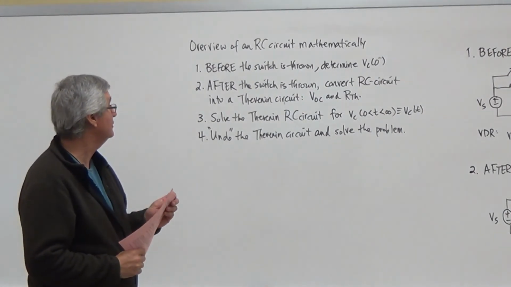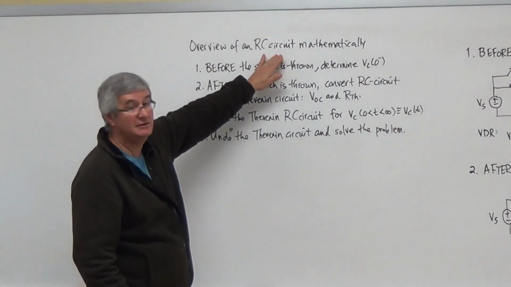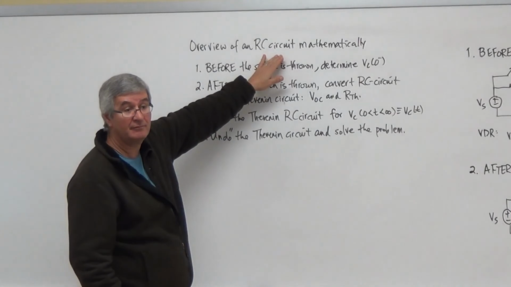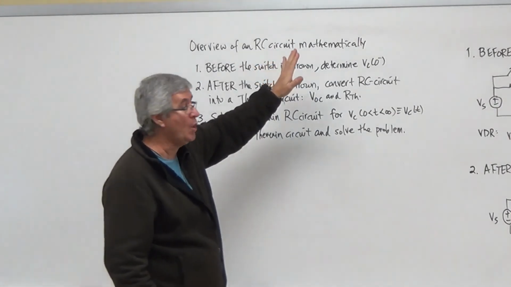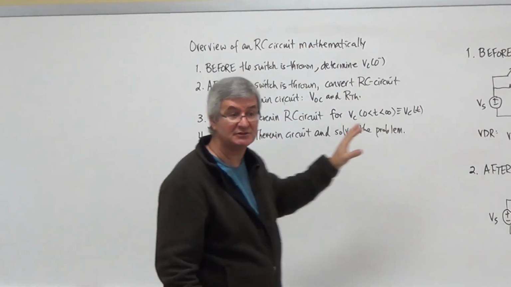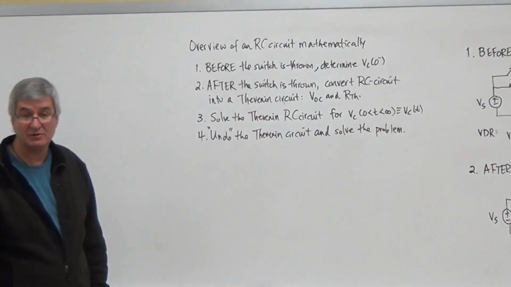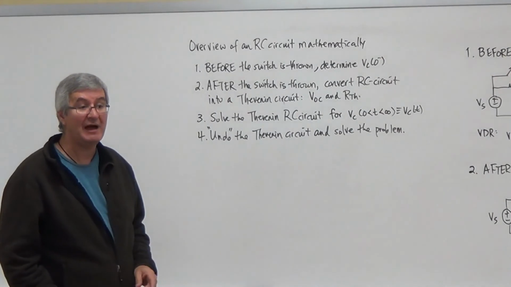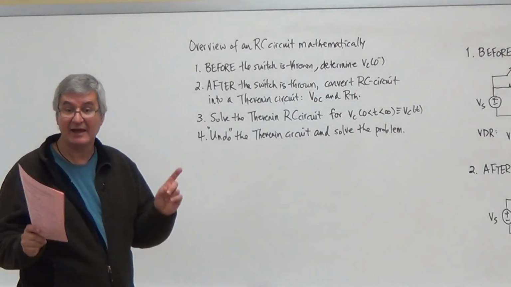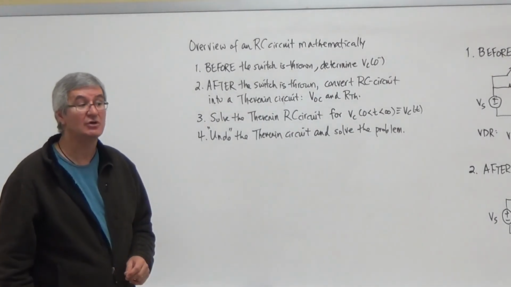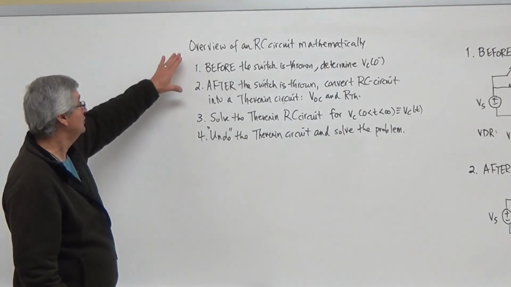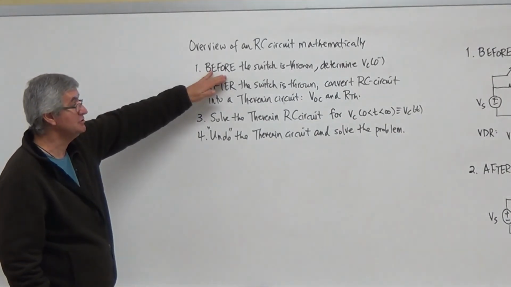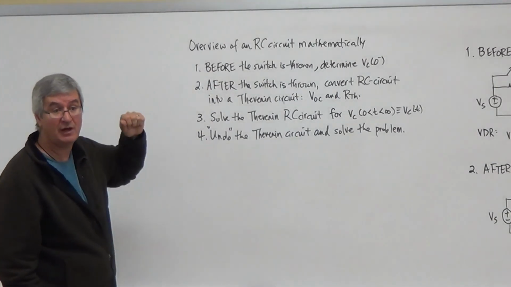So what we started to do here is look at the RC circuit math diagram. To give you an overall view of the whole process, this is not what I would call problem-solving strategies, but it is essentially a view of how you have to attack every circuit. So here we go. The overview is that before the switch is thrown, you determine VC of 0.